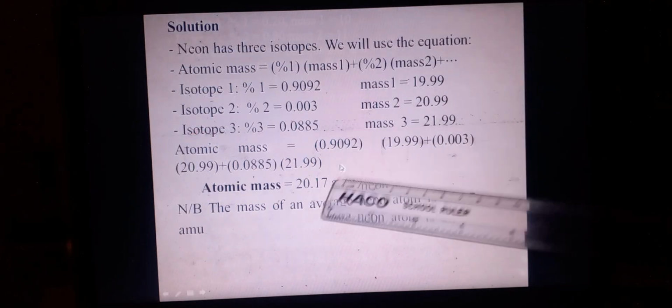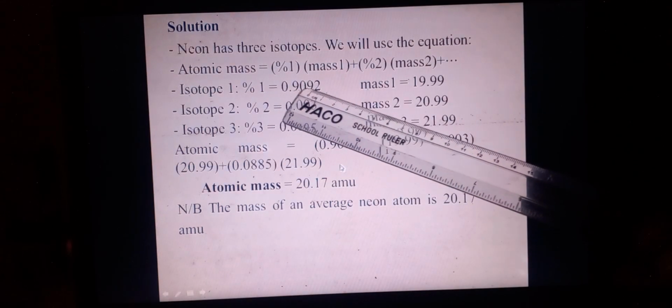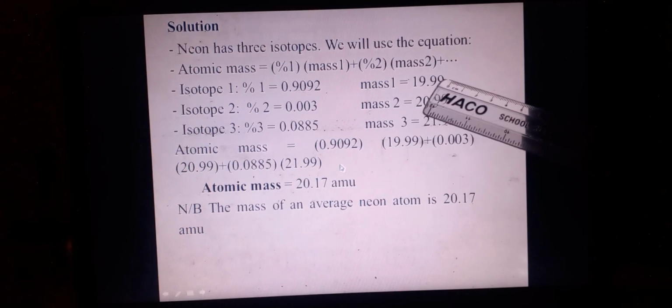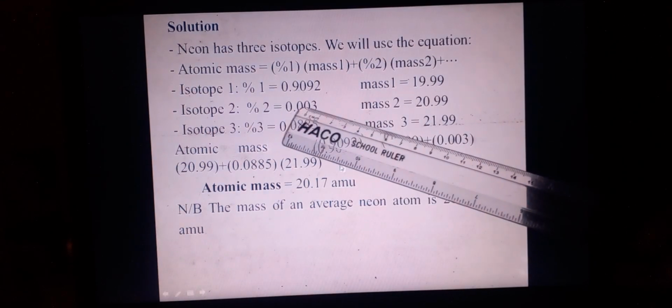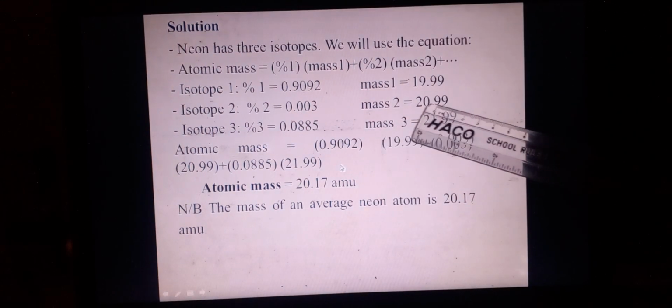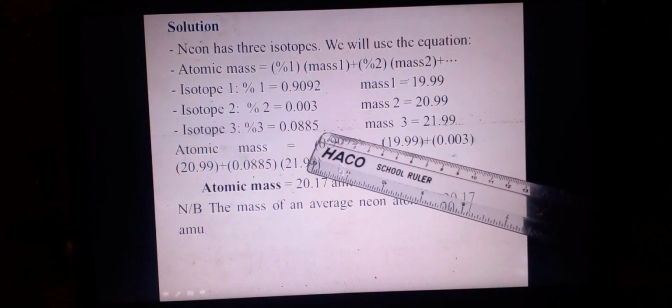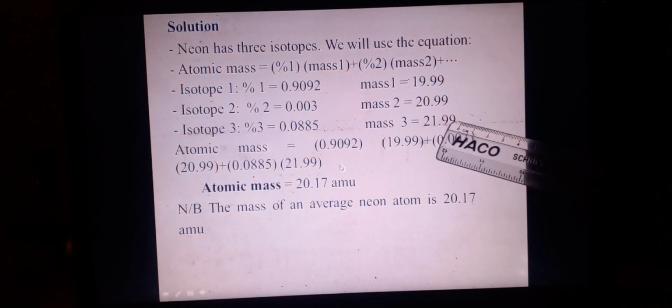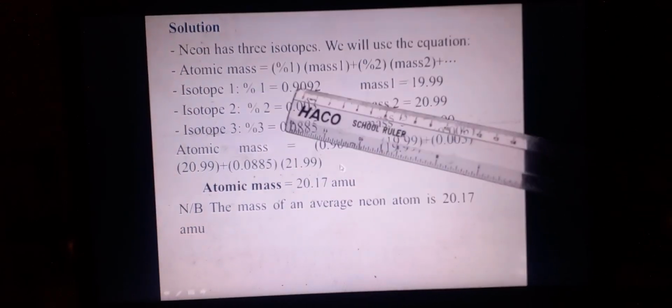So when it comes to calculation, you take 0.9092 times 19.99 plus 0.003 times 20.99 plus 0.0885 times 21.99. Remember, those percentages have already been converted to decimals.